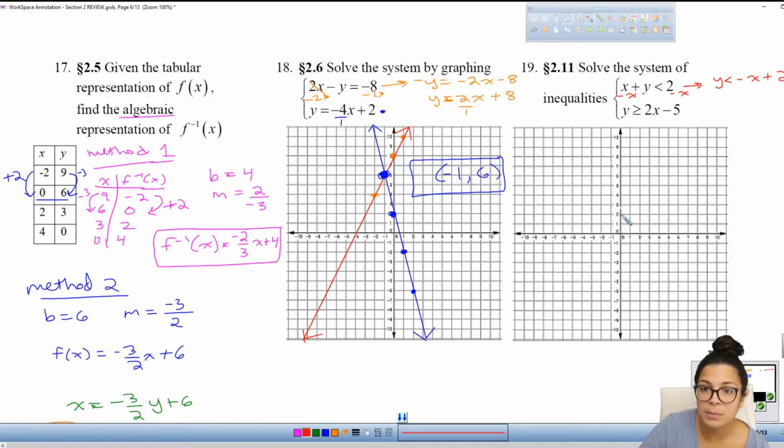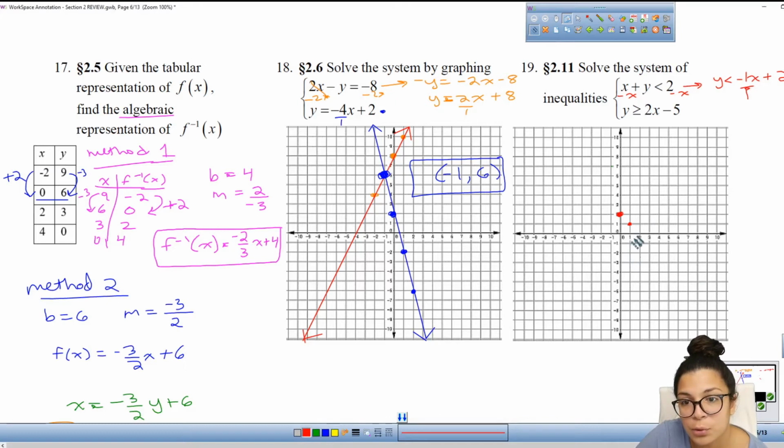So we have a y-intercept of 2. And then the slope is -1/1. So I'm going to drop 1 to the right one. And I'm going to connect those two with a line. Hopefully this line will be looking good. I'm going to try my best. It's pretty good.